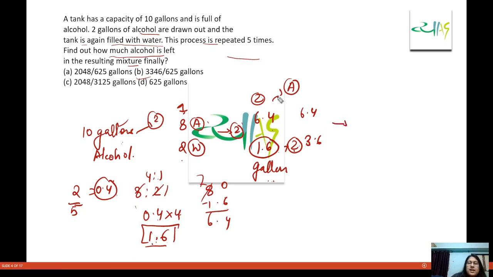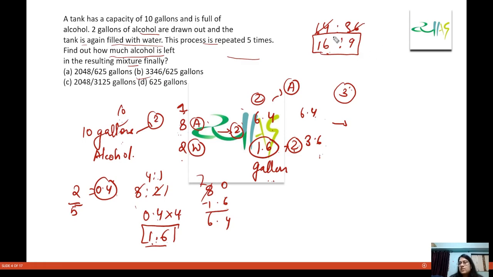Now this was our first, second, and now this is our third iteration. Now you see, first when you started, from 10, how many gallons were withdrawn? 8. Okay. Now you have 6.4 and 3.6. So what is the ratio? 64 is to 36. Dividing by 4, 16 to 9. Okay, we have a 16 to 9 ratio now.